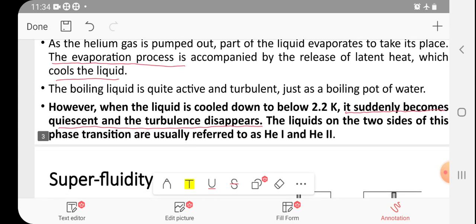The liquid on the two sides of this phase transition are usually referred to as helium 1 and helium 2. Above the temperature 2.2 Kelvin, we call the helium helium 1, and below the temperature of 2.2 Kelvin, the helium is referred to as helium 2.